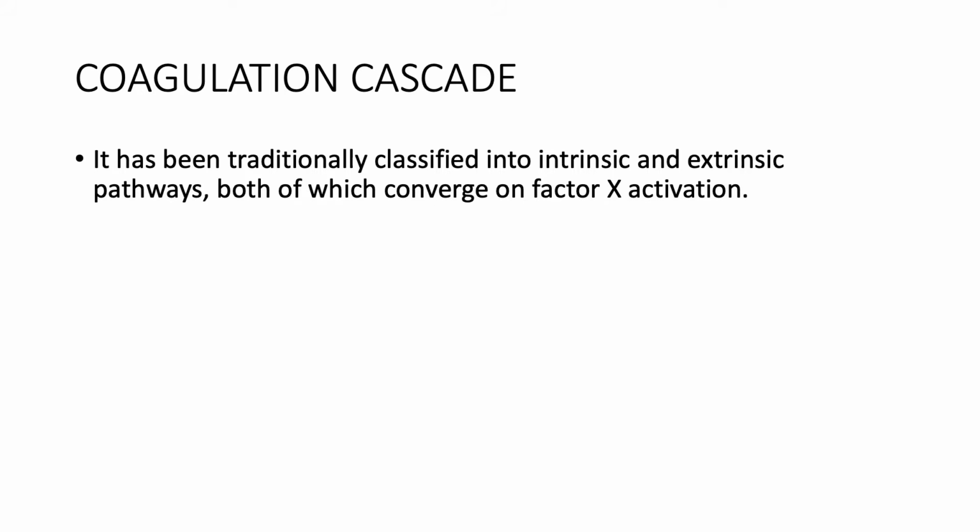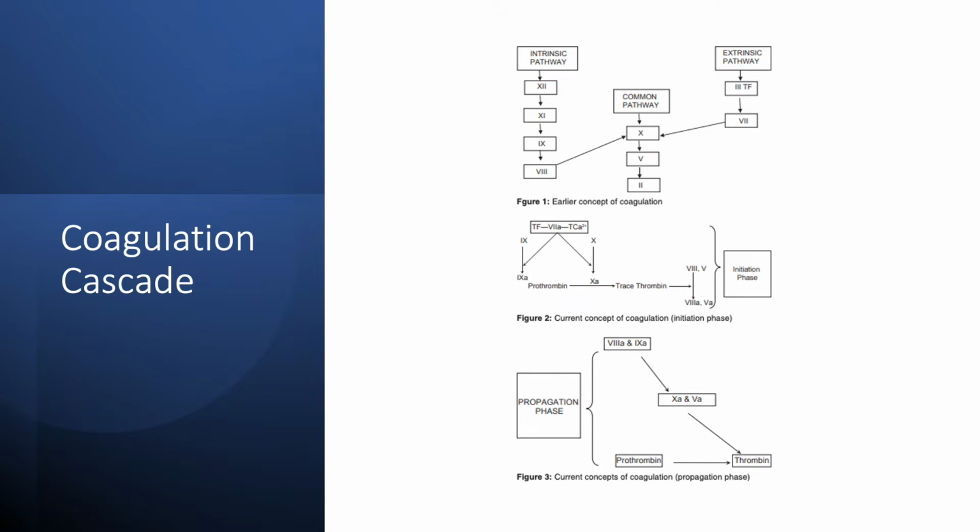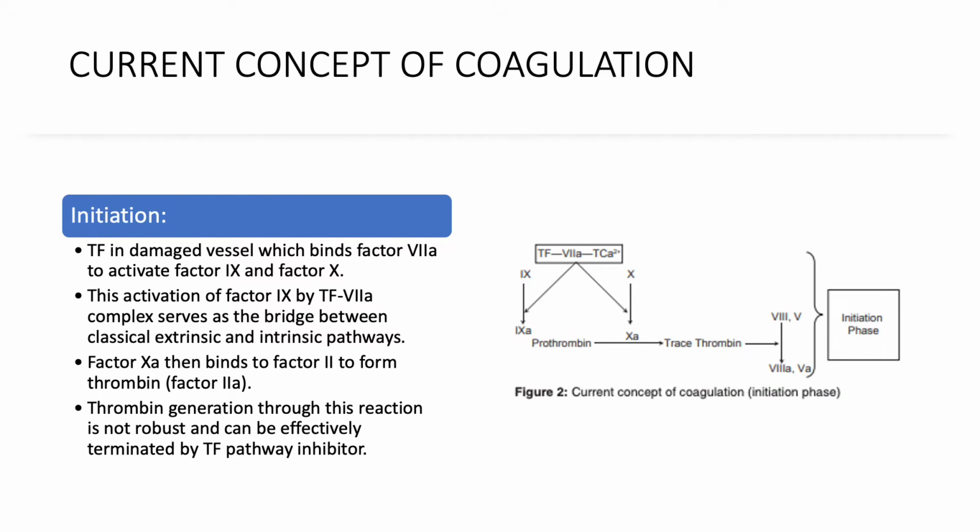The coagulation cascade has been traditionally classified into external and internal, or intrinsic and extrinsic, pathways, both of which converge on factor 10A. So this is the chart showing you the intrinsic pathway, the extrinsic pathway and the common pathway, which was the earlier concept. The figures below in the slide are the concept of the present day. So this is the current concept.